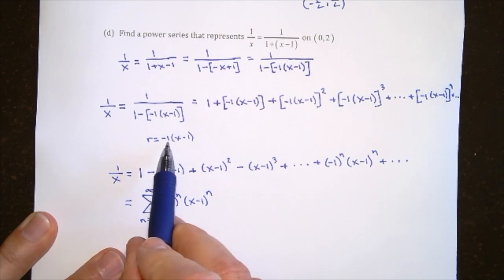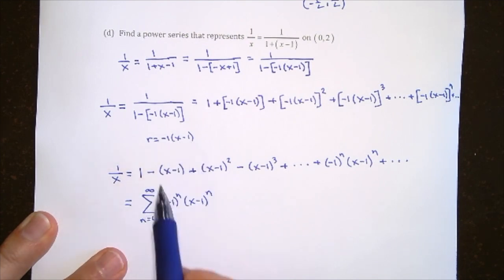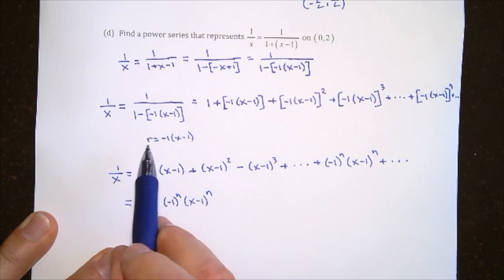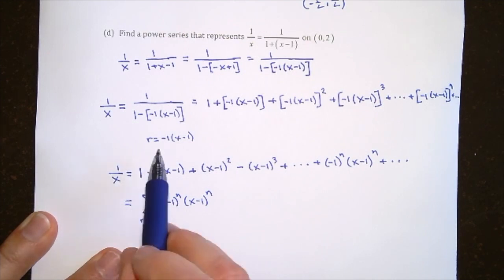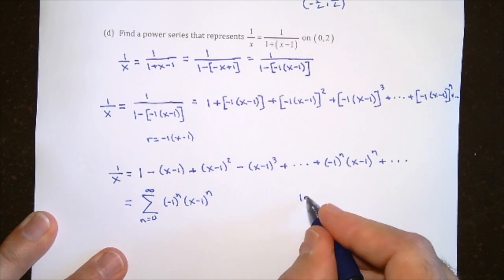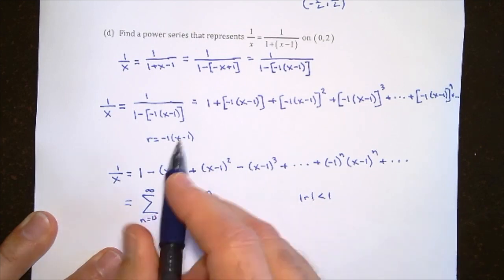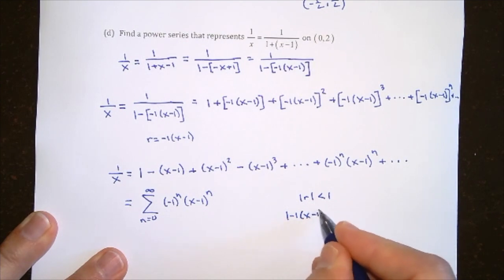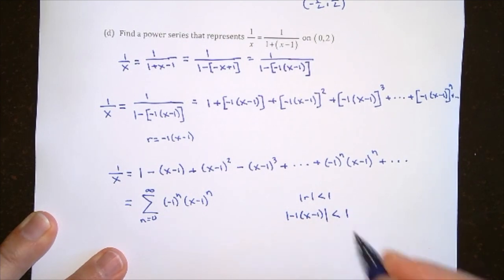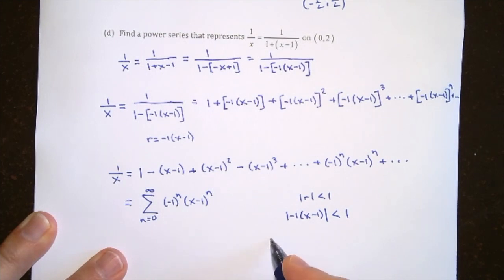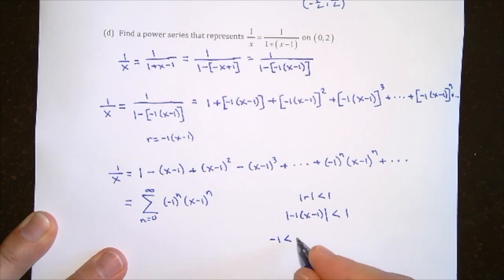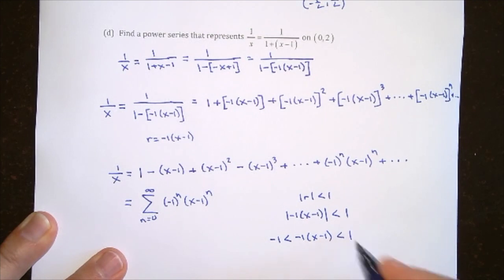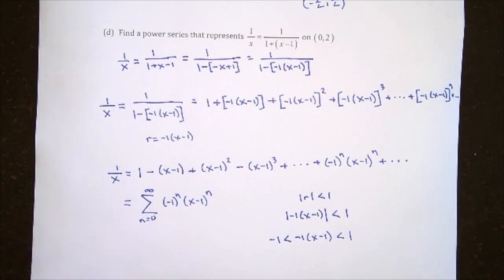Okay, now what was our r? Our r was this, negative 1 times the quantity x minus 1. Okay, so the absolute value of r has to be less than 1. So our r is this, so the absolute value of negative 1 times x minus 1 has to be less than 1. That would mean that this has to be between negative 1 and 1. So negative 1 is less than negative 1 times x minus 1, which is less than 1.